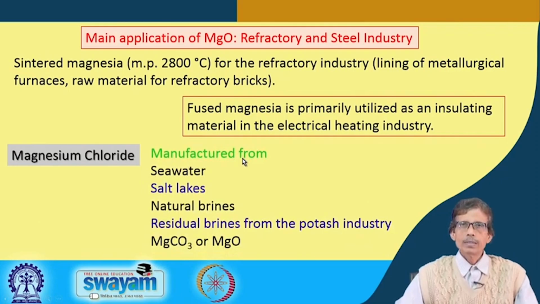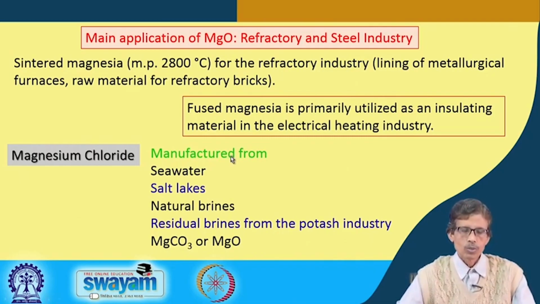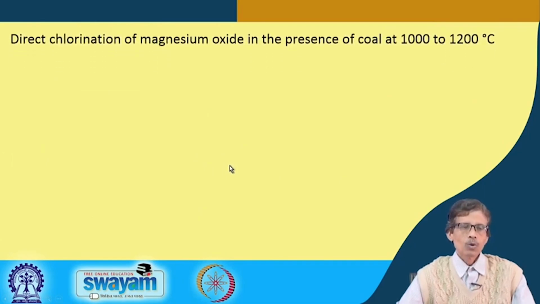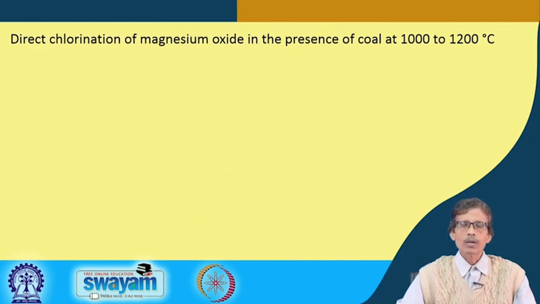So, we get these basically from typically the seawater, from salt lakes, the natural brines and the residual brines from the potash industry. Already we discussed it, that if you have some residual amount of this material in terms of its magnesium content, we get it. And also the reverse one, that means we are making magnesium carbonate and hydroxide from chloride salts, we can also get magnesium chloride out of these two samples of magnesium carbonate and magnesium oxide. So, we get this by direct chlorination of magnesium oxide.